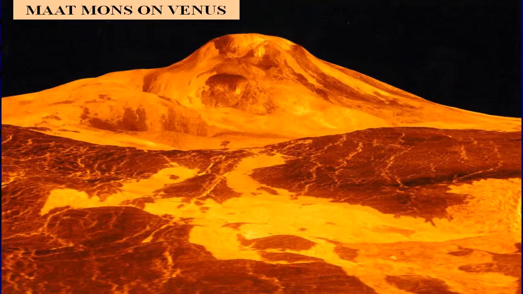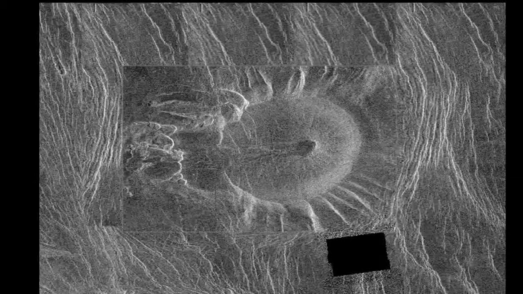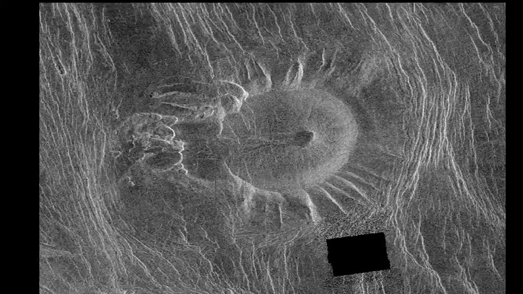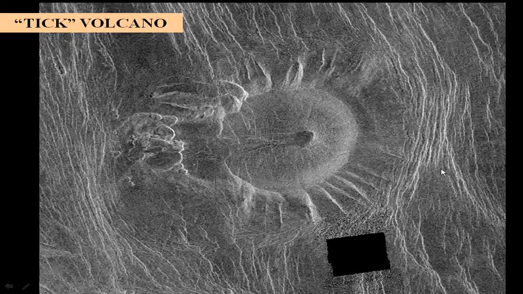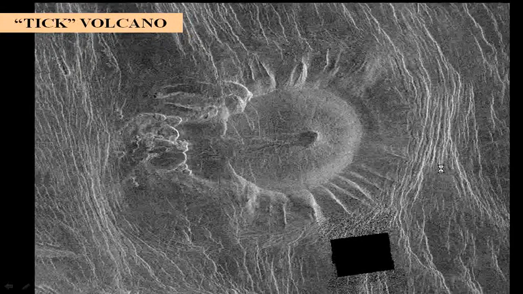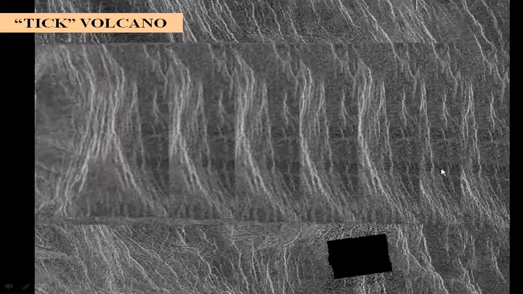Here's a Mons on Venus. Here's the Tick volcano on Venus, because it looks like a tick that has walked across the surface and walks off.